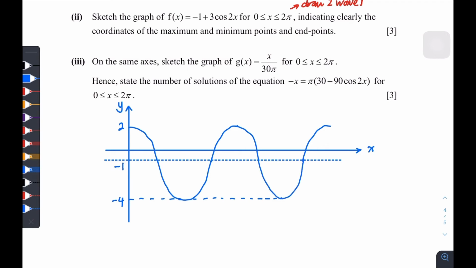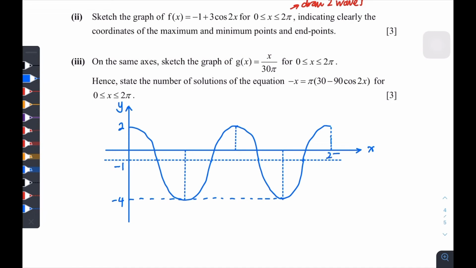Yeah, so this will be -4. And if you want to label the x, you can label it like this. You can do the half of this, you can do the half of that, and you can also do the half of this. So this would be 360. How 360? This is 2 pi.